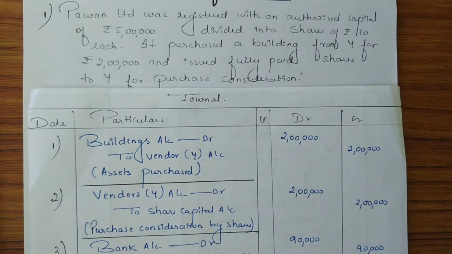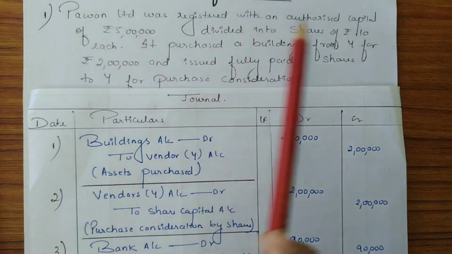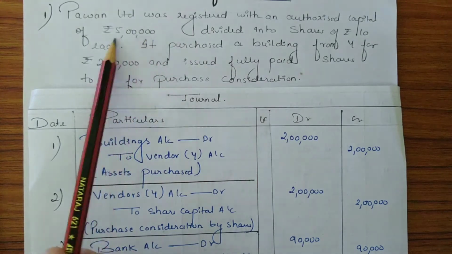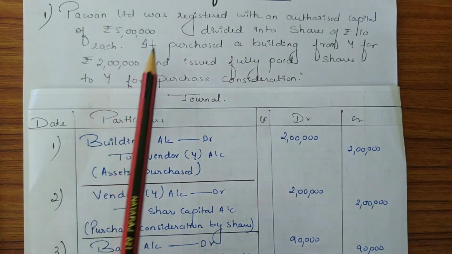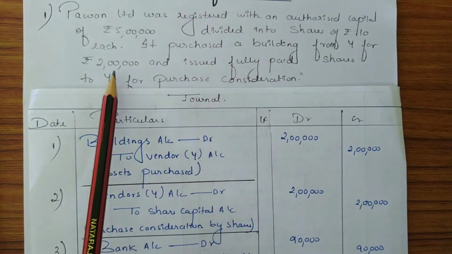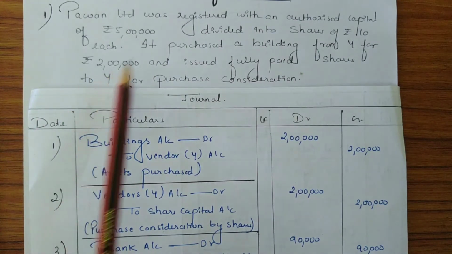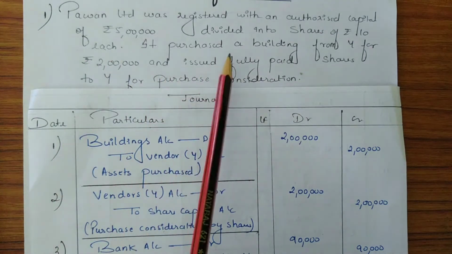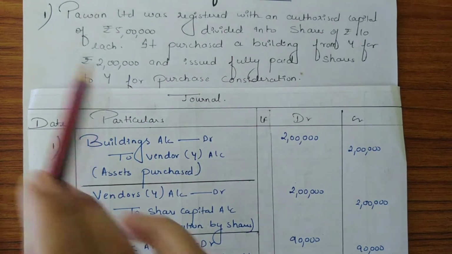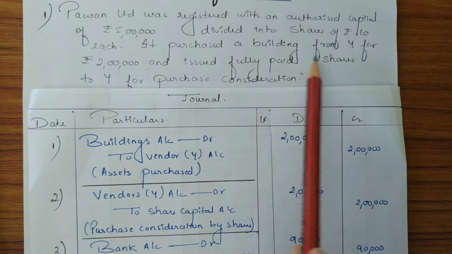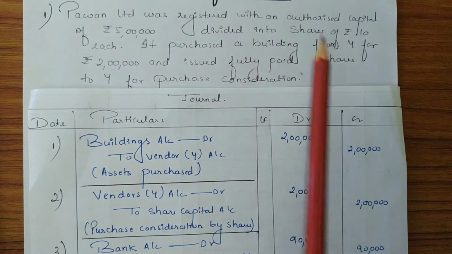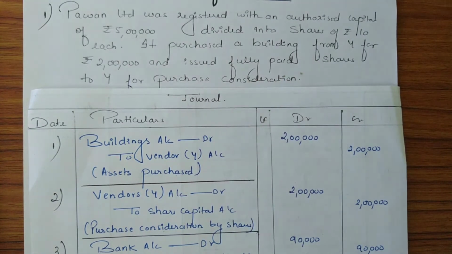So now according to the question, Pawan was registered with an authorized capital of 5 lakh, out of which he has purchased the building for rupees 2 lakh. That means out of 5 lakh, 2 lakh has been spent for purchasing the building. So Pawan has purchased a building from Y. This is the case of issue of shares for consideration other than cash.